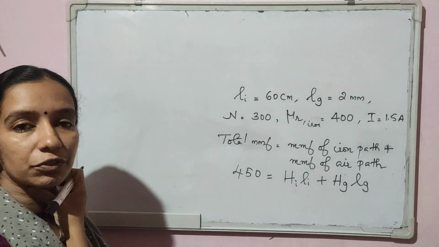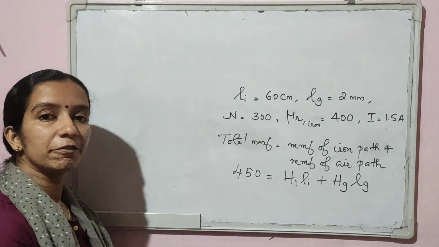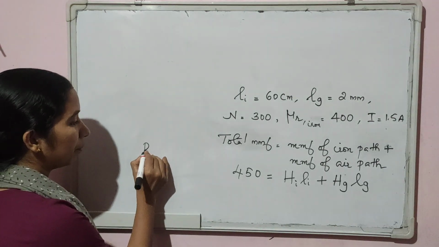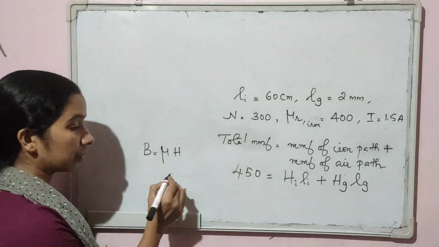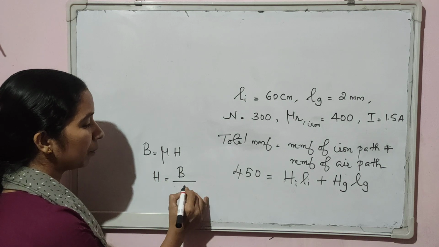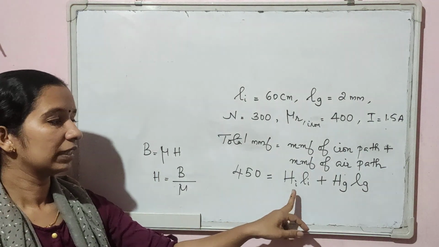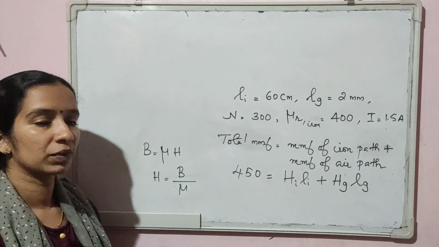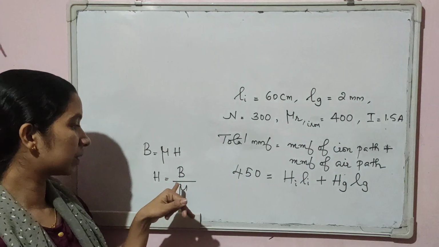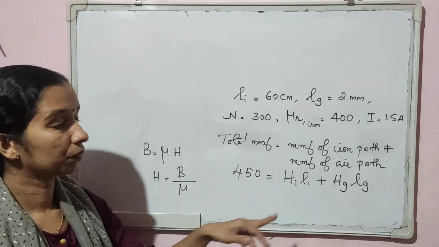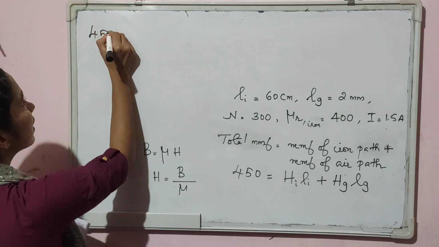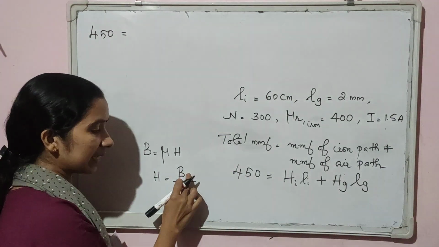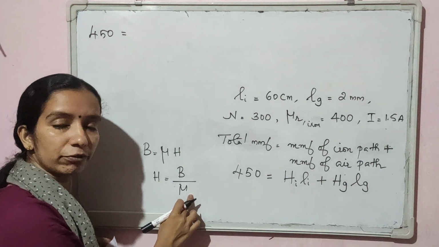Now what is Hi? We know that H is the magnetizing force, and we know a relationship between the flux density and the magnetizing force. So we know that B is equal to mu into H. So H can be written as B divided by mu. Now we will be representing H in terms of B, because we need to get the value of flux density B. So H is equal to B by mu. So we can write this equation as 450 is equal to Hi, that is magnetizing force of iron, will be equal to flux density divided by absolute permeability of iron.